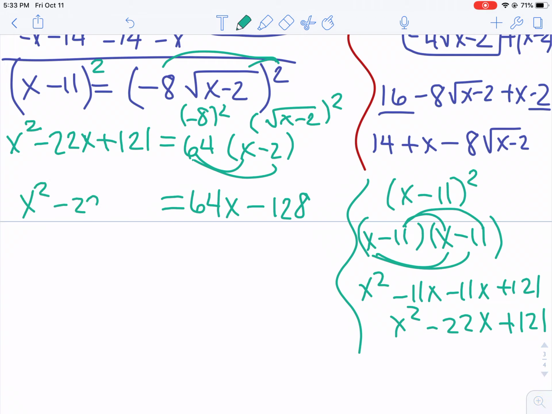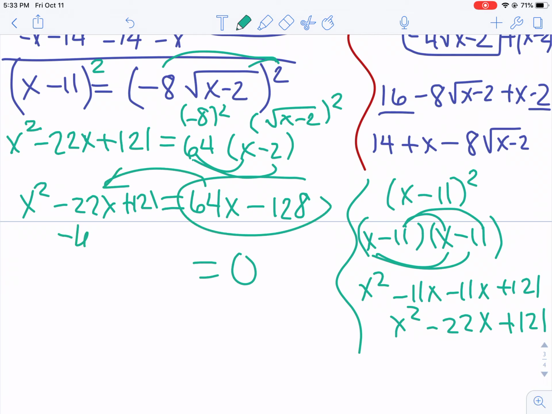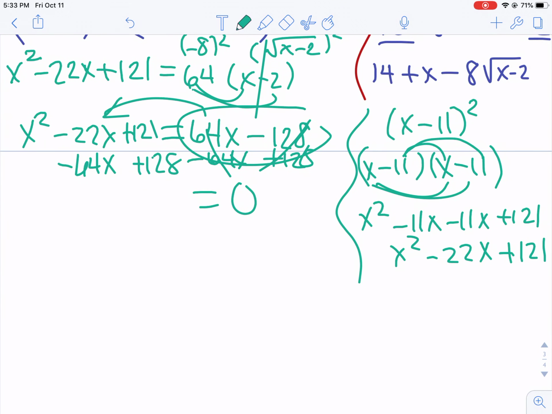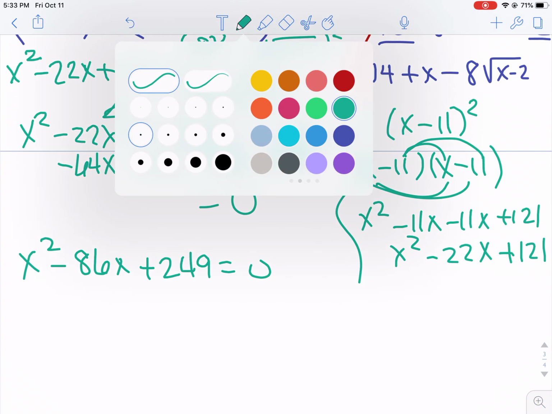And then on this side, you have all this baloney. And remember, you can't solve an equation with an x squared unless you factor. So what I'm going to have to do is move all of this to the other side so I can get it to 0. So I subtract 64 from both sides. I add 128 to both sides, because that zeroes this side out. And then we're going to get some stuff on the other side. So I get x squared minus 86x plus 249 equals 0. I'm going to change colors again.